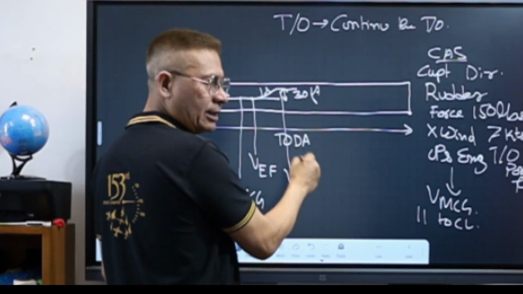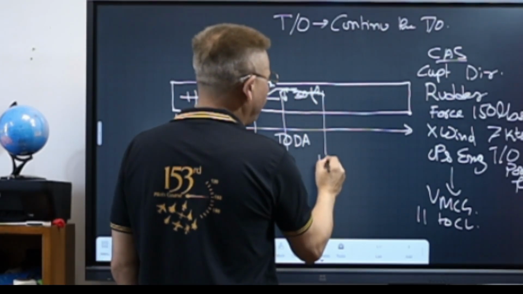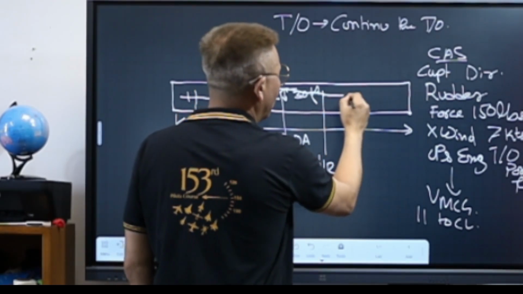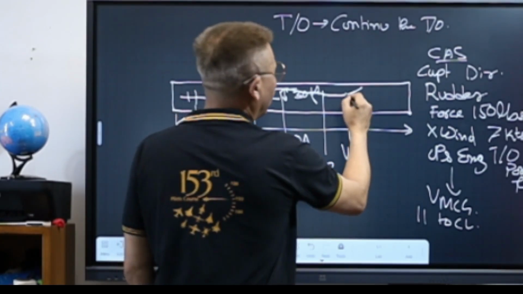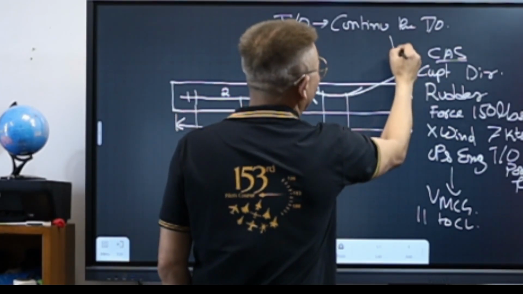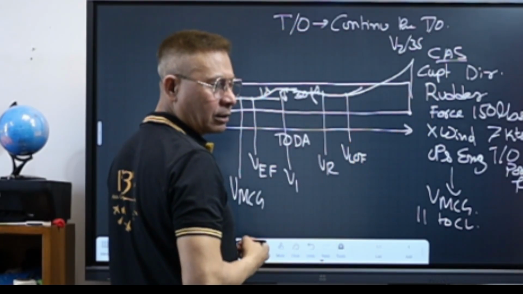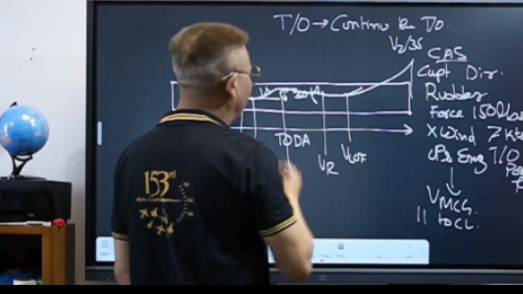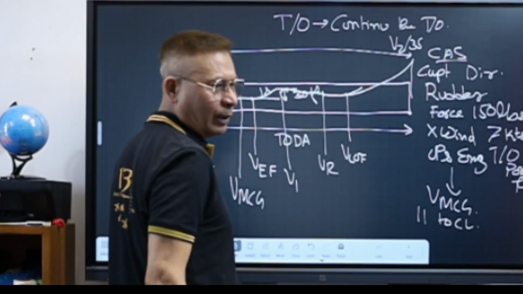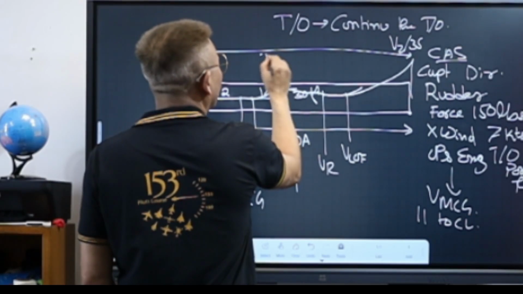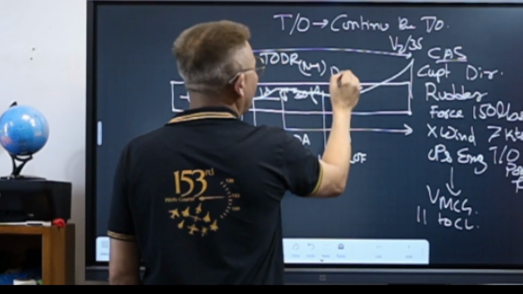Thereafter, at V1, I decide to continue the takeoff. So therefore, I will rotate at VR. If I rotate at VR, the aircraft will lift up at VLOF. This is the lift-off speed, and the aircraft has to finally reach V2 by 35 feet at or before the takeoff distance available. This distance from the brake release till the time the aircraft reaches V2 by 35 is what we call as the TODR N-1 on a dry runway.